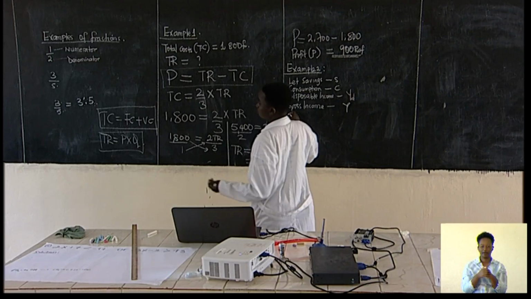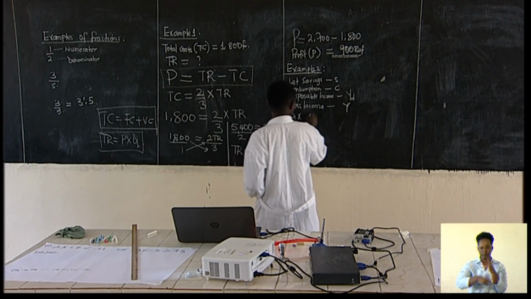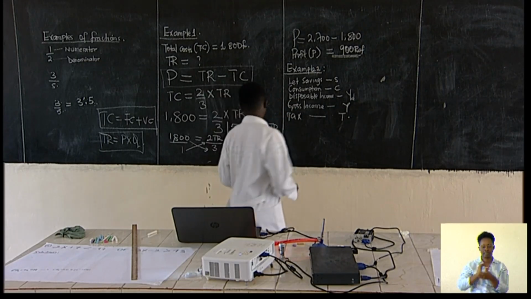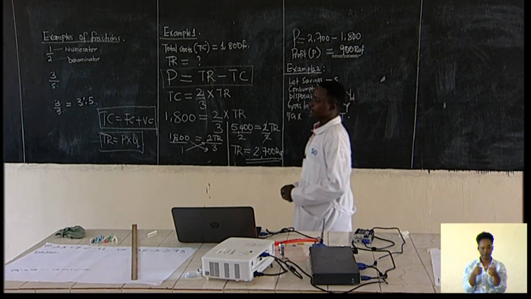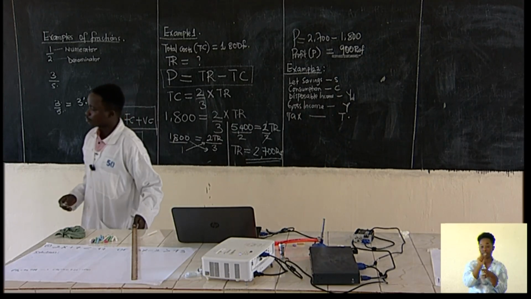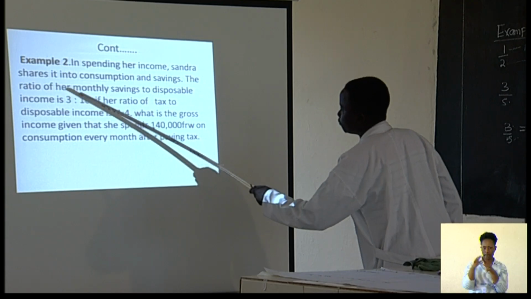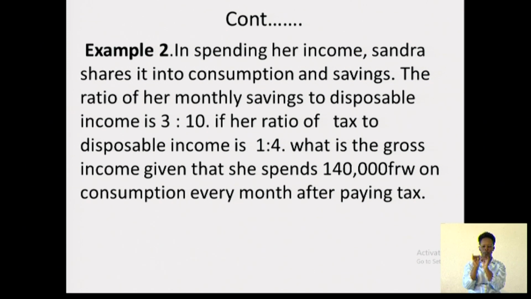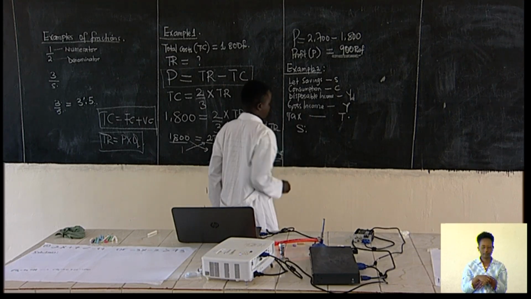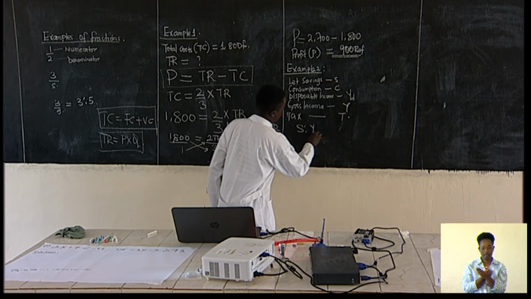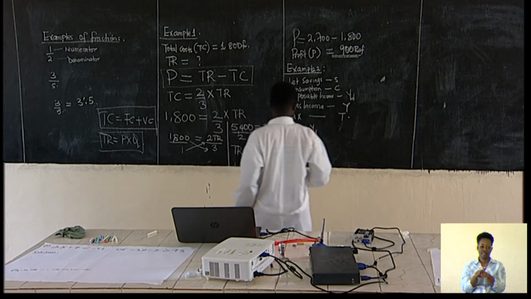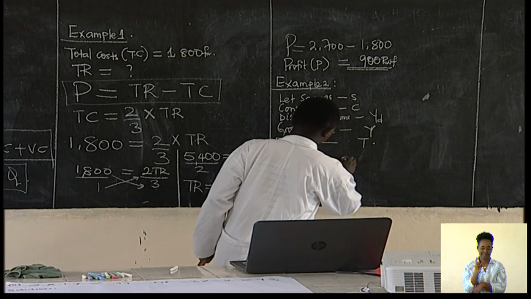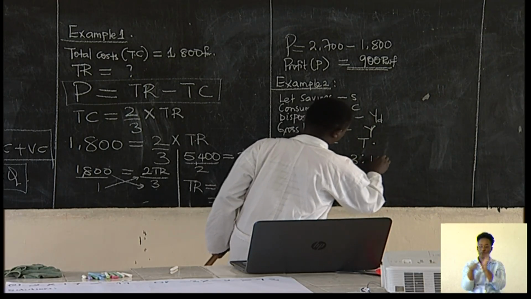Then we can also let the tax be represented by T. These initials can help us analyze our question very well. So if we go back to this statement, the ratio of her monthly savings to disposable income, YD. Savings to disposable income, they are saying the ratio is 3 to 10.